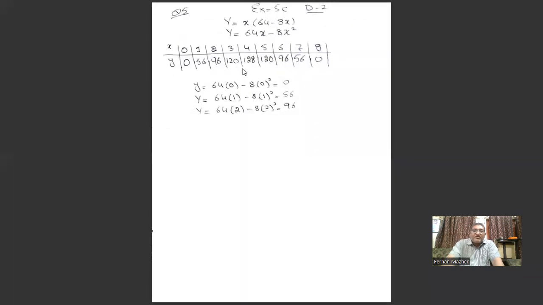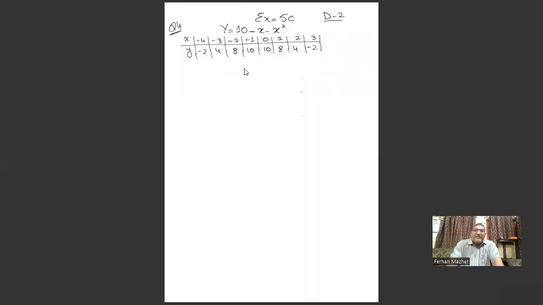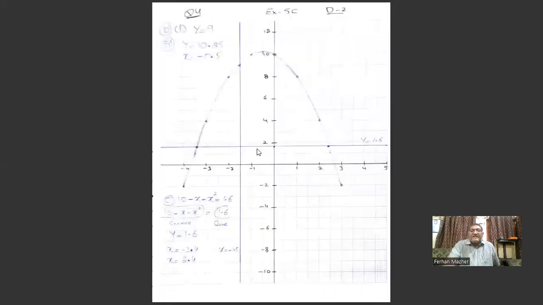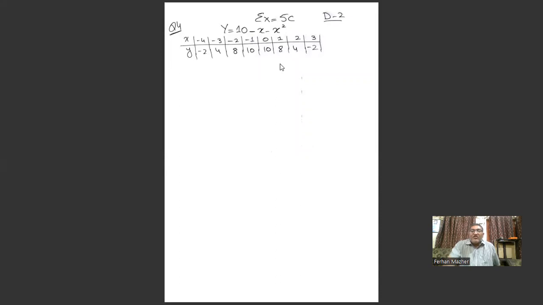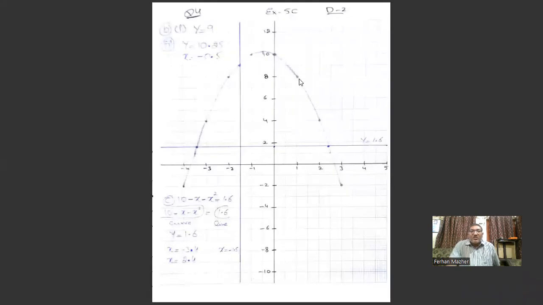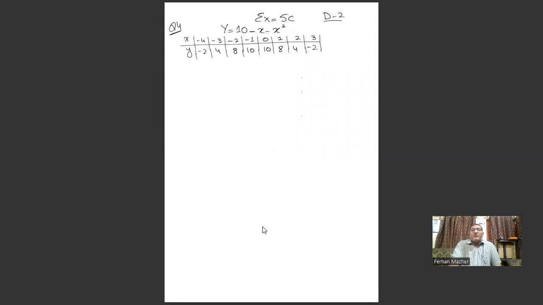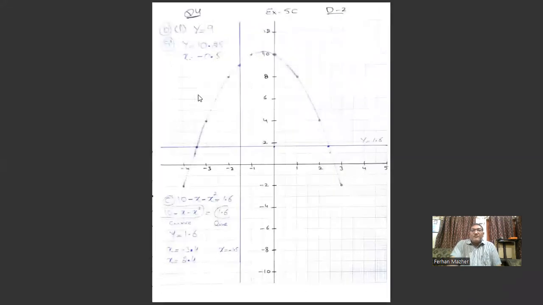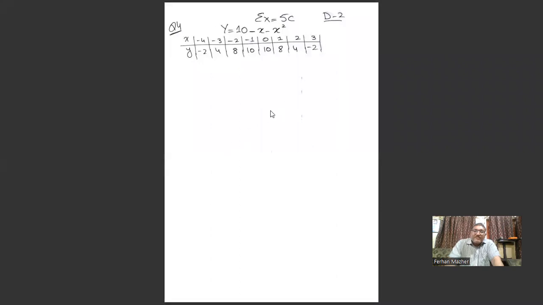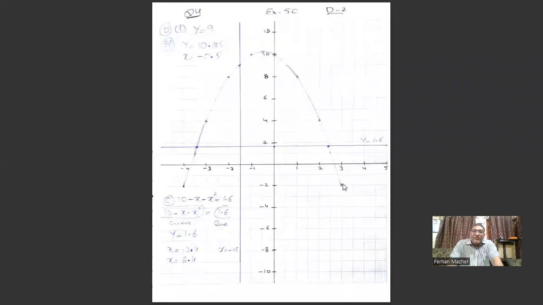And at 0, we will have 10. So at 0, I will put this dot. This is the 10. And at 1, you will have 8. At 1, I will put this dot at 8. Then at 2, you will have 4. And at 3, you will have -2. So I put this dot, this dot and this dot. Okay. So then I will join them with a smooth curve.